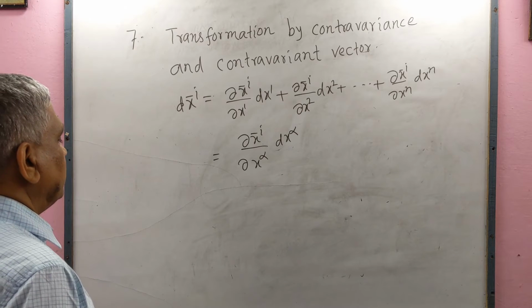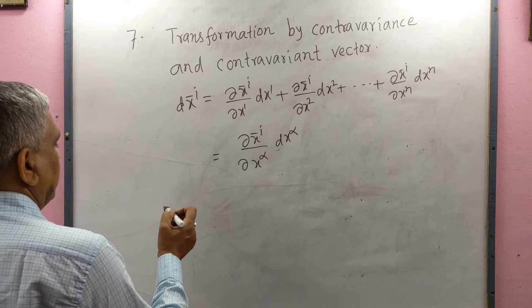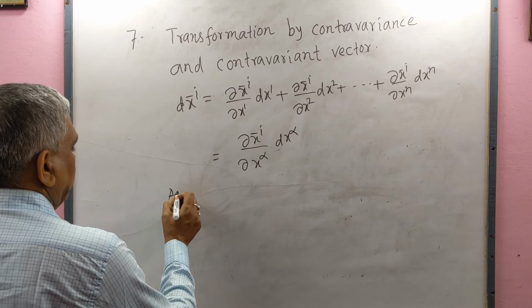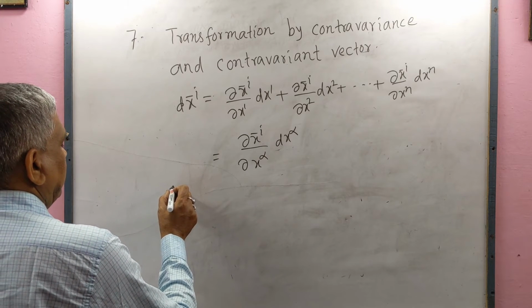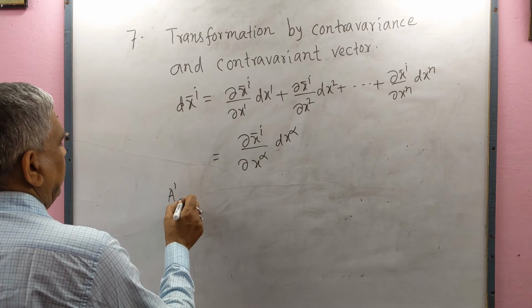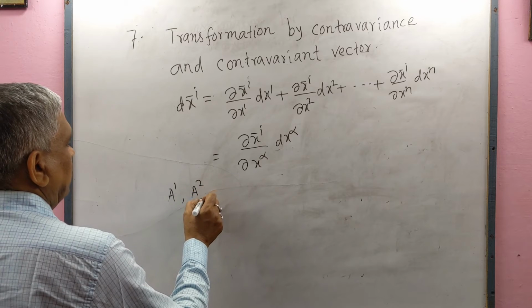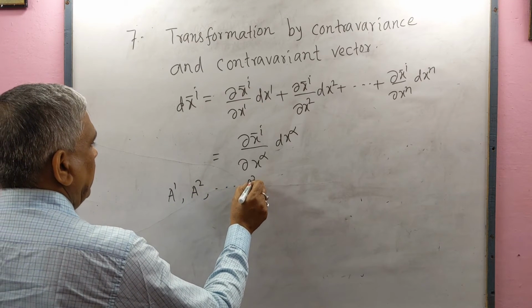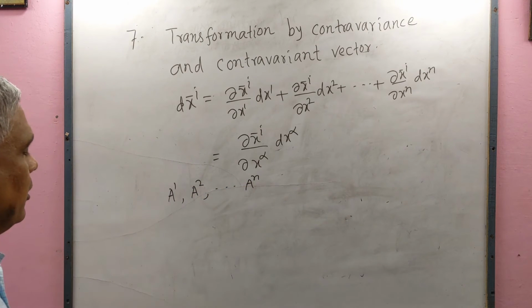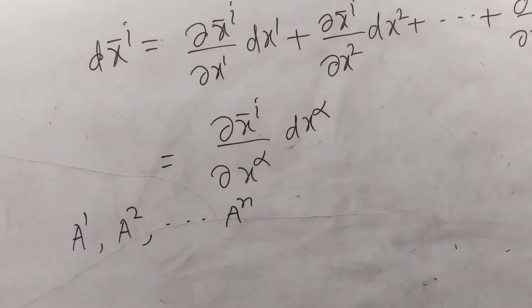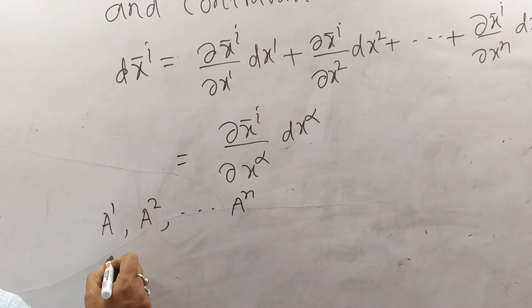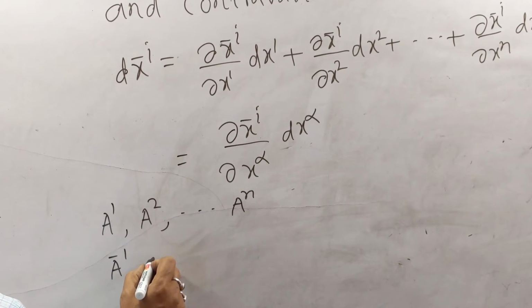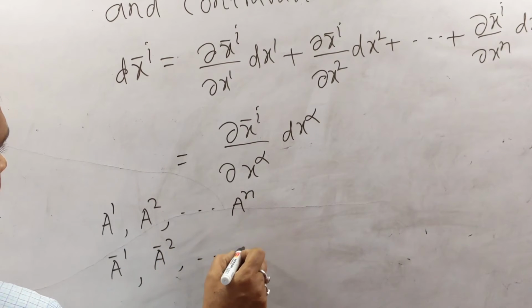Now we take some quantities a1, a2, an in the x system of coordinates, and the corresponding terms in the x bar system of coordinates be a bar 1, a bar 2, a bar n.